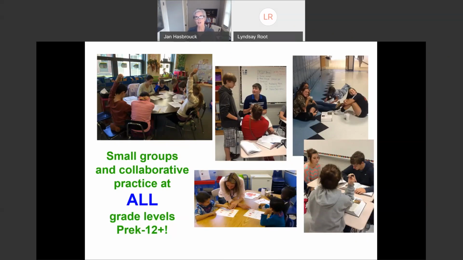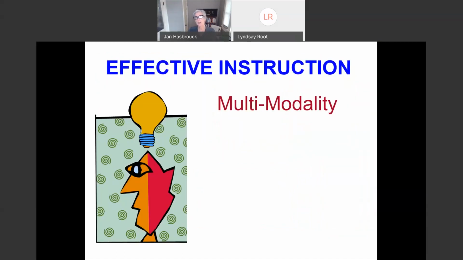And every single time, what we have found is that students like it. They like the opportunity to be actively engaged. They like the opportunity to talk and discuss. They like the success of working with the teacher regularly so that they're learning the skills.